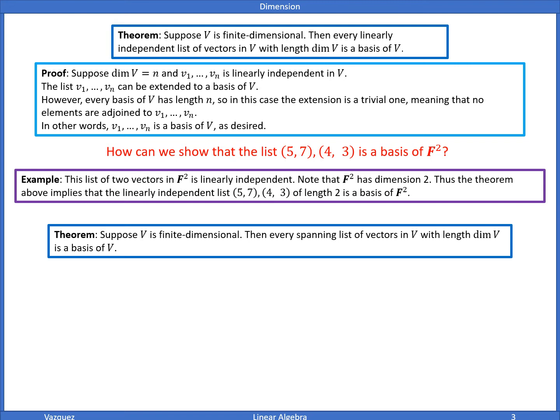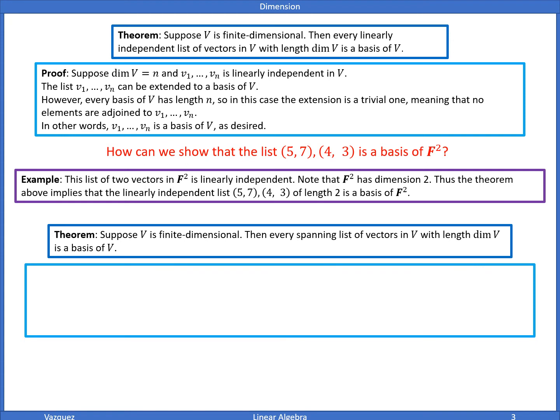Well, we're going to move on to a theorem that says: suppose V is finite dimensional, then every spanning list of vectors in V with length dimension V is a basis of V. And again, this one I guess would be a little less obvious, but not too hard to see. And because of that, it shouldn't have a long proof.